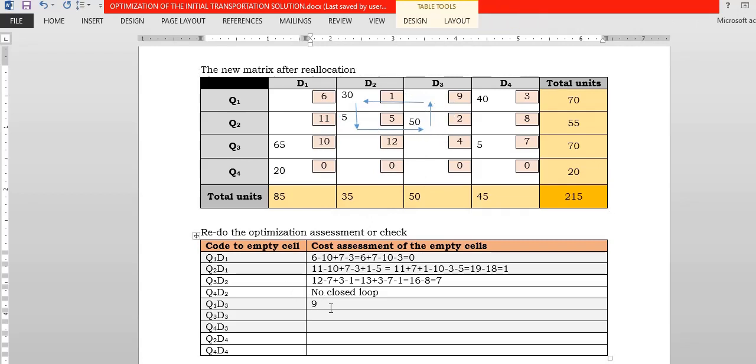That's Q1 D3. So starting with the empty cell, we shall have 9 there. 9 minus 1 plus 5 minus 2. Which gives me 9 plus 5 minus 1 minus 2, which gives you 9 plus 5 is 14. Okay, 1 and 2 is 3, so 14 minus 3 is 11. Okay, so that part is done. So we go to the next. So next is Q3 D3 down here, Q3 D3.